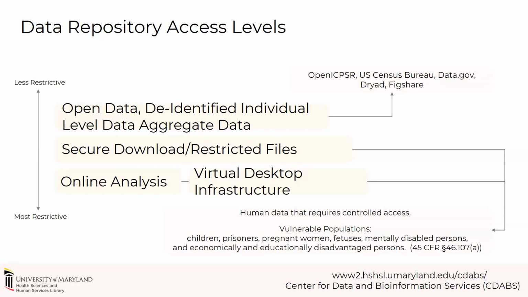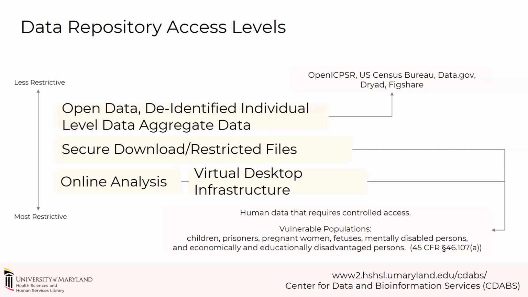It can include aggregate data. This is the sort of data you might see if you go to, say, data.gov, Open ICPSR, Census Bureau, and also Dryad and Figshare, the generalist repositories we mentioned on the previous page. And even some of these repositories that will let anyone access it might require you to create an account. So anyone can create an account, but you still have to go through that step of getting access to the data. And by doing so, you could also be agreeing to certain terms of use.